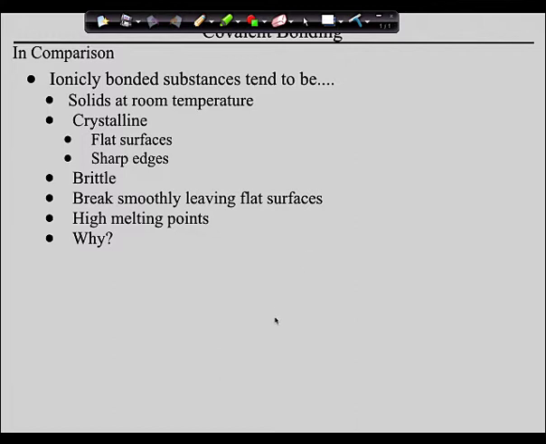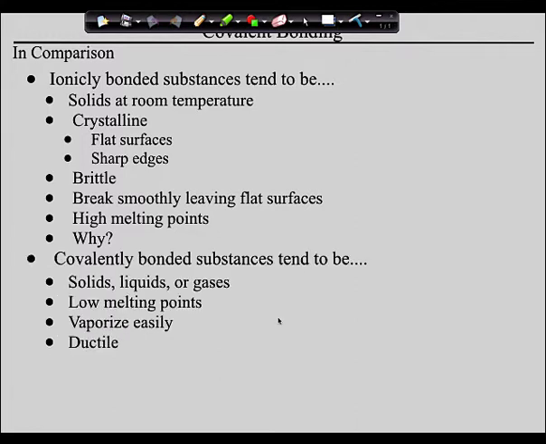All right. So guys, in contrast, what about covalent bonds? Well guys, all of these things are true of covalently bonded structures. They can be solids, liquids, or gases at room temperature. They have low melting points. They tend to be very volatile, which you may remember means they vaporize easily. They tend to be ductile, that means you can stretch them out like taffy. And they tend to be malleable, which means smushable.